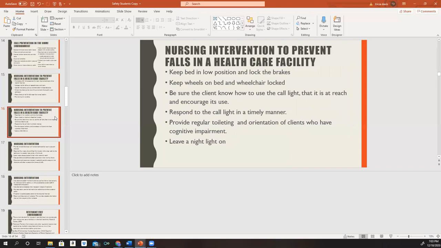Nursing interventions to prevent falls again in the healthcare facility. So we're going to keep that bed in the lowest position. Always make sure that the brakes are locked. We're going to keep the wheels on the bed and wheelchairs locked.